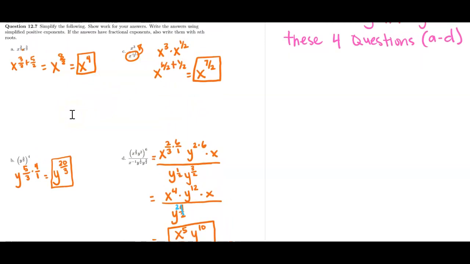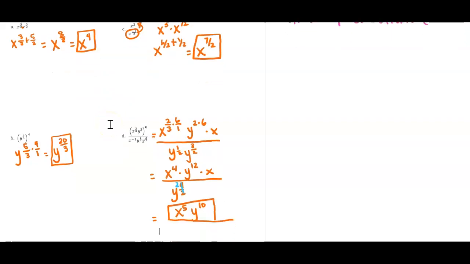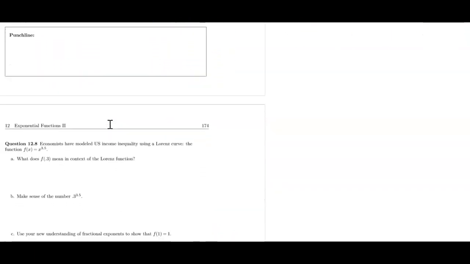Clarifying anything with these properties of exponents that we talked about last time? Nothing? All right. Well, let's move on to other stuff then that we need to talk about today.